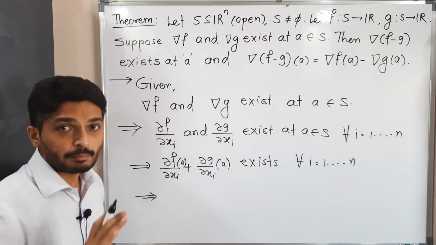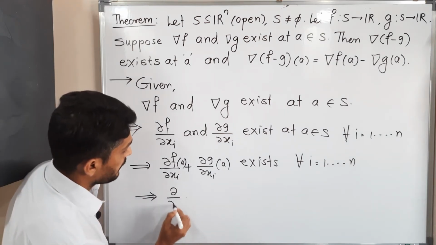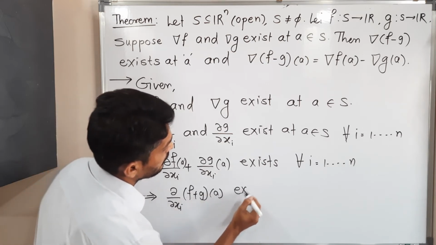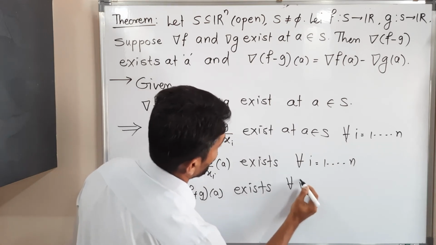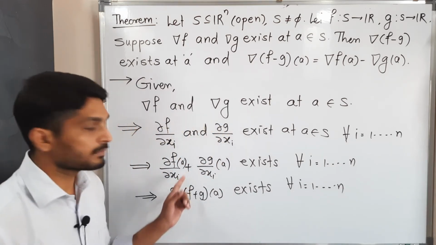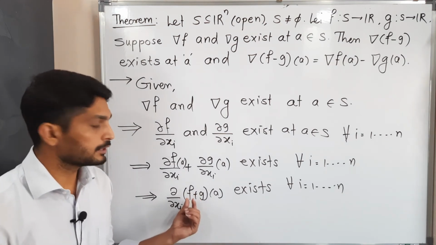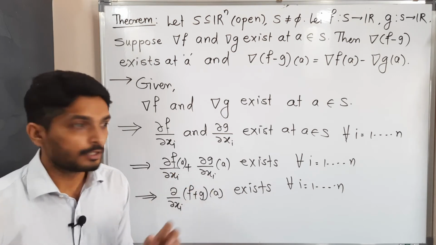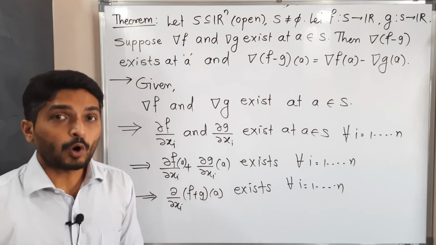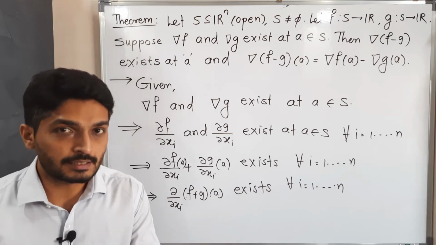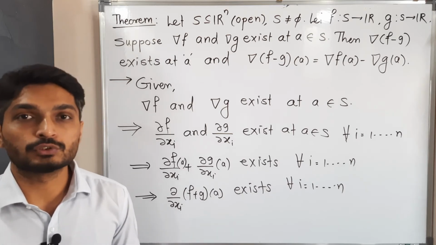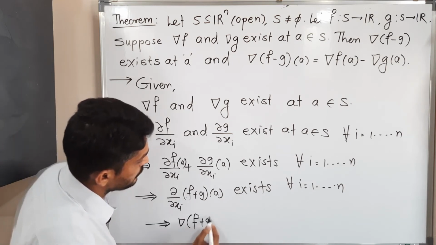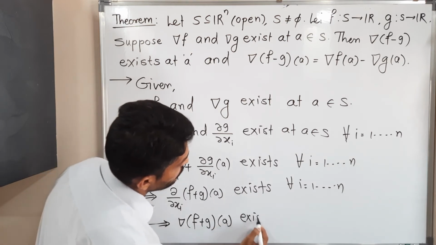This implies the same thing we can write in this way also: ∂/∂xi of (f plus g) of A exists. And this is true for all i running from 1 to n. So the same thing we can write this way also. So f plus g you can operate separately, so again we will have ∂f/∂xi of A plus ∂g/∂xi of A. So both of them have the same meaning. If all partial derivatives of f plus g exist, that means del (f plus g) also exists at A. So therefore we can write del (f plus g) of A exists.